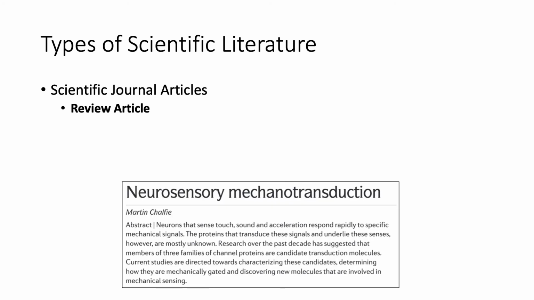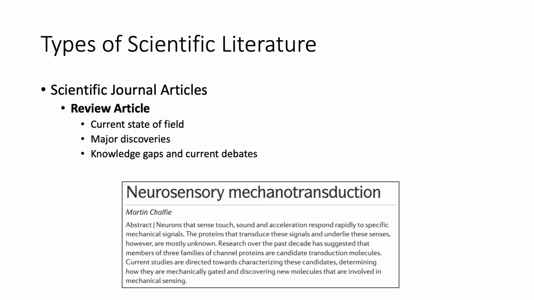Another type of scientific journal article are review articles. A review seeks to compile the current state of a particular research topic, highlighting major discoveries in the specific scientific field, and describing knowledge gaps and current debates to be unraveled. And lastly, it should propose future directions for the field in order to satisfy those knowledge gaps and current debates.